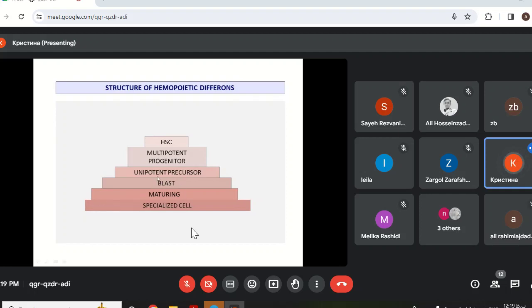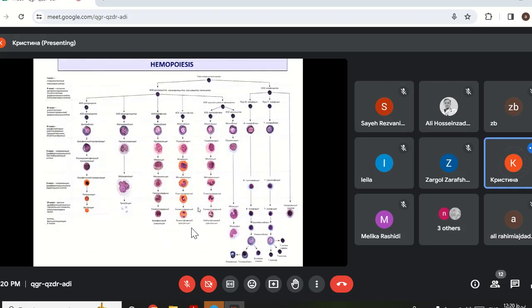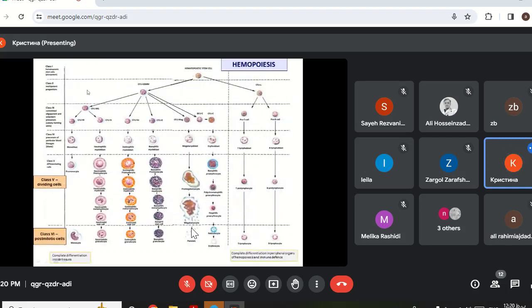Then the blast. A blast can divide very fast and very quickly. The maturing cell loses the ability to divide and becomes gradually a specialized cell. And the specialized cell is a fully mature cell. It goes out from red bone marrow into blood vessels, into blood circulation. This is how this table looks.